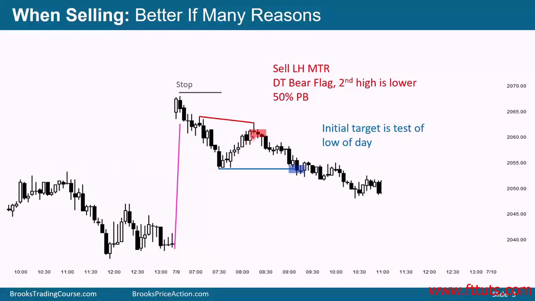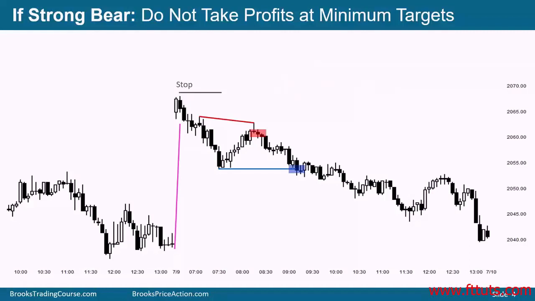In general, when you trade a major trend reversal, you have about a 40% chance of a swing profit. This is a good example of that. Despite the very tight bull channel, the bears were able to get down to a new low. In fact, they even got lower.